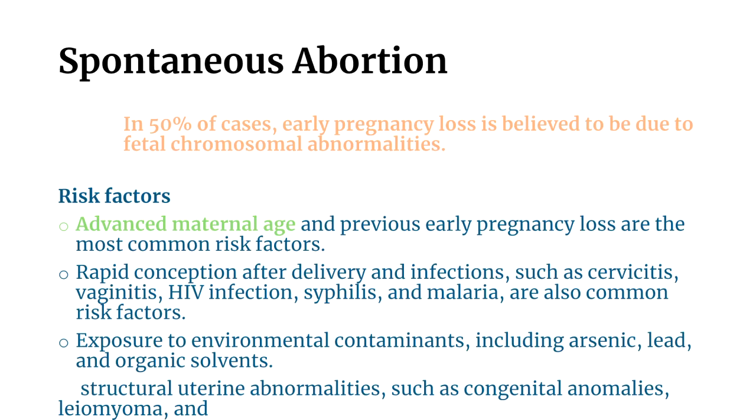50% of the cases that develop into a spontaneous abortion outcome are believed to be due to chromosomal abnormalities. We have risk factors related with spontaneous abortion, which are advanced maternal age, or the development of very early vaginal infections or cervicitis, or systemic infections like syphilis or malaria. Also, the exposure to environmental poisoning like lead or solvents, or structural abnormalities within the uterus or any genital organ, especially the uterus, like leiomyoma or intrauterine adhesions or congenital abnormalities like double uterus, etc.